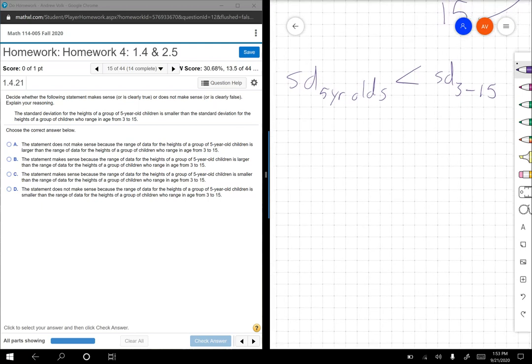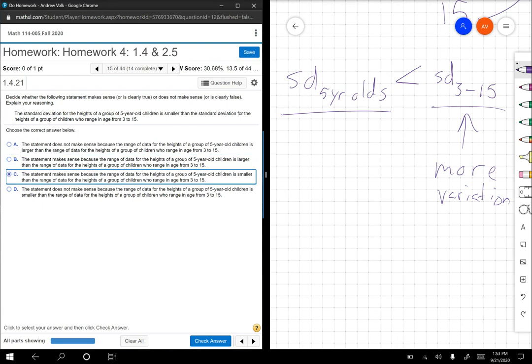So let's think about what standard deviation means. Standard deviation means how much does it vary? What's going to vary more, the heights of 5-year-olds or the heights of kids between the ages of 3 and 15? Well, this is definitely going to vary more. More variation. So I think this is actually a true statement. I'm going to say it does make sense. There's two of them that say it makes sense, B and C. So I'm going to look at what the choices say. It says it makes sense because the range of data for the heights in a group of 5-year-olds is larger. Well, that's backwards. It's actually going to be the other way.